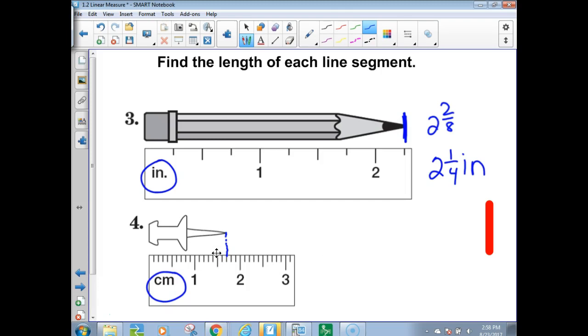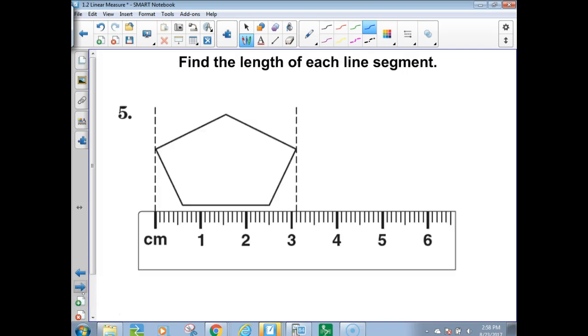1, 2, 3, 4, 5, 6, 7. 1.7 centimeters, or 17 millimeters. All right, hopefully that's just a little review. And this last one, centimeters, one mark after the 3 would be 3.1 centimeters.